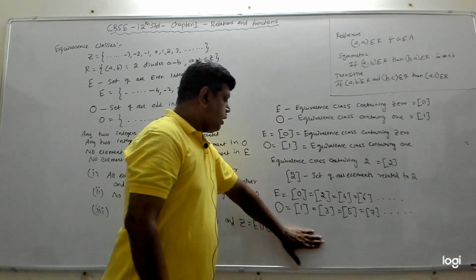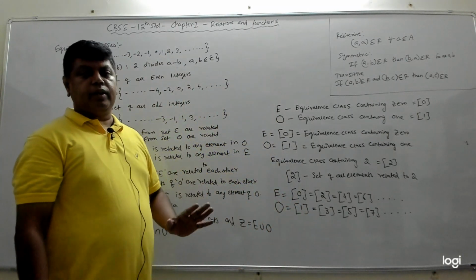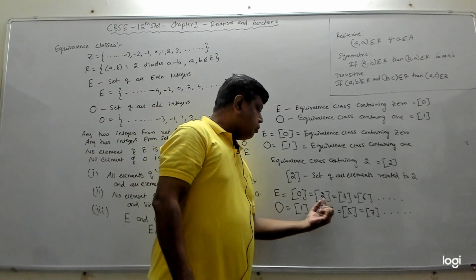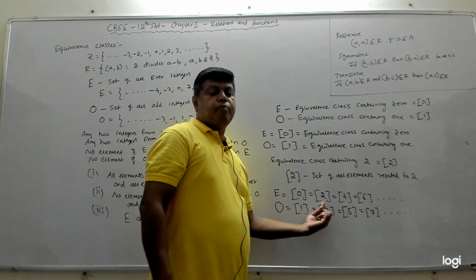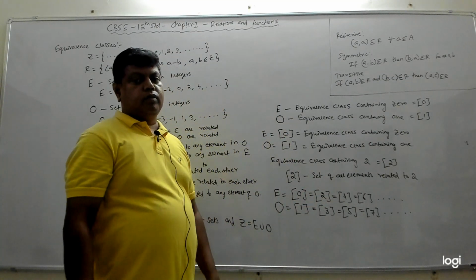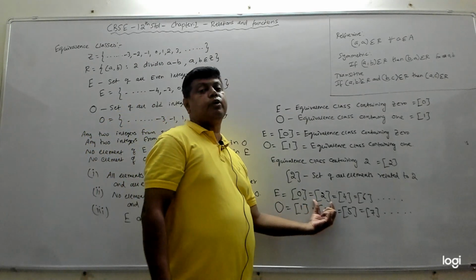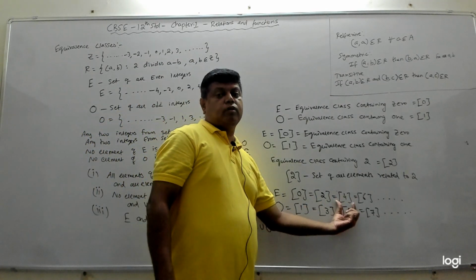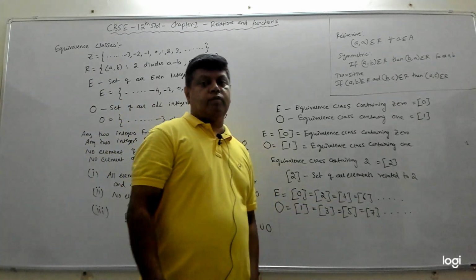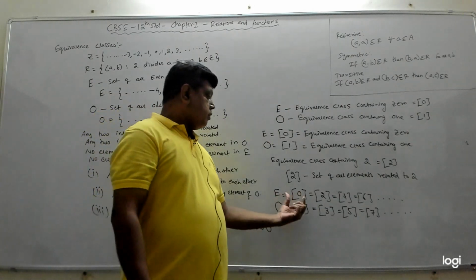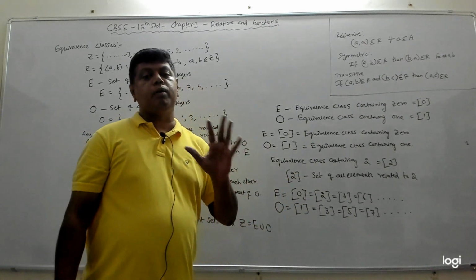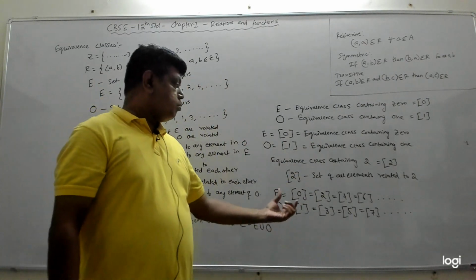So an equivalence class is nothing but a set in which every element is related to every other element. In particular, box 2 means the set of all numbers which are related to 2, and it also contains 2. This is read as equivalence class containing 2, this as equivalence class containing 4, equivalence class containing 6. And this is the equivalence class containing 0. What is the meaning of equivalence class containing 0? It means the set of all elements which are related to 0. So this box 0 is nothing but a set.